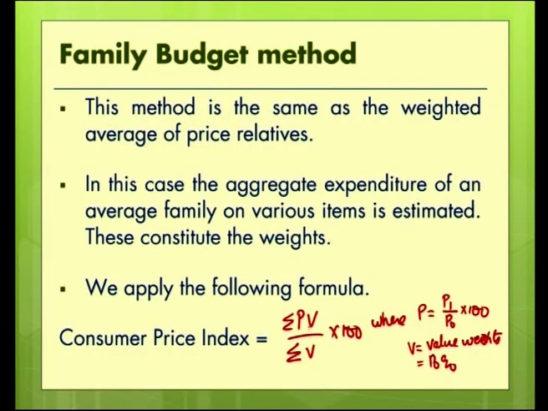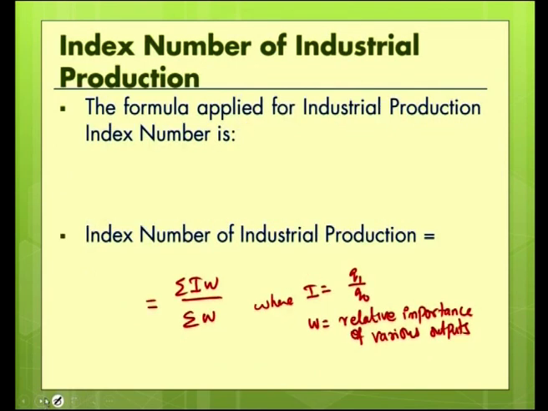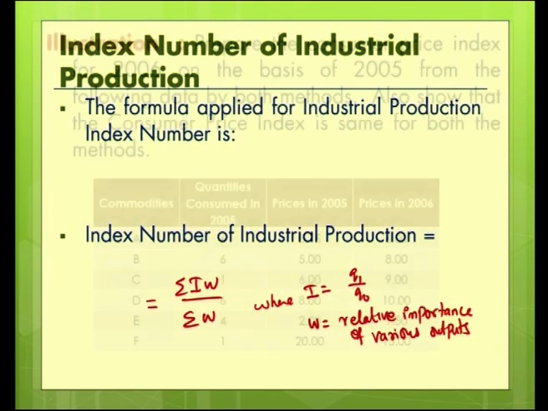Now, we have seen 2 types of index numbers at present, that is consumer price index numbers and index number of industrial production. When we talk about consumer price index number, we take into account the prices. For example, for family budget method, we have taken into account summation PV by summation V into 100, where P is P1 by P0 into 100. Whereas, when we talk about index number of industrial production, it is summation IW by summation W, where I is equal to quantities Q1 by Q0.